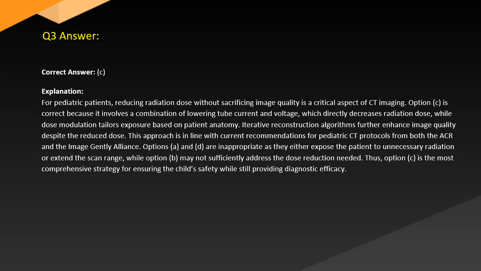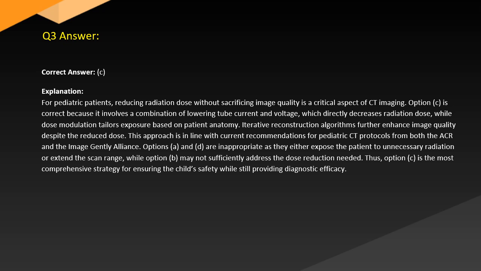Answer. Correct answer, C. Explanation. For pediatric patients, reducing radiation dose without sacrificing image quality is the critical aspect of CT imaging. Option C is correct because it involves a combination of lowering tube current and voltage, which directly decreases radiation dose, while dose modulation tailors exposure based on patient anatomy. Iterative reconstruction algorithms further enhance image quality despite the reduced dose.